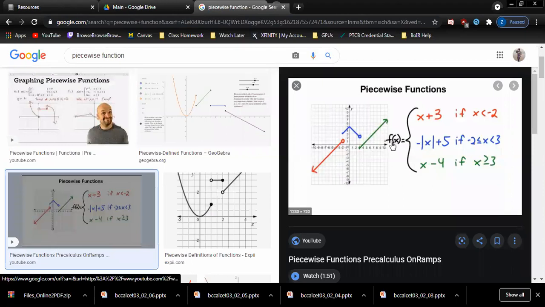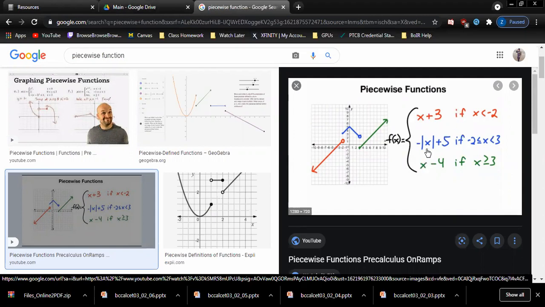Okay, here you go. So this function f of x, you can see it has 3 parts instead of 1, like the way we had for the problem we have just solved. For this function, you can see we have 3 different parts, and for each of these we have a certain value of x. That means only when x is less than 2, our function will be x plus 3. If x is in between negative 2 and 3, our function will be negative absolute value of x plus 5. And when x is greater than or equal to 3, then the function will be defined as x minus 4.